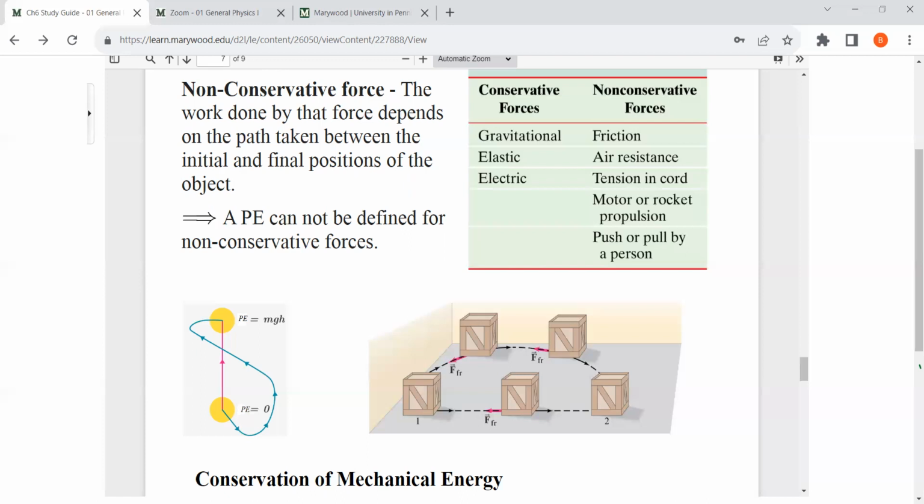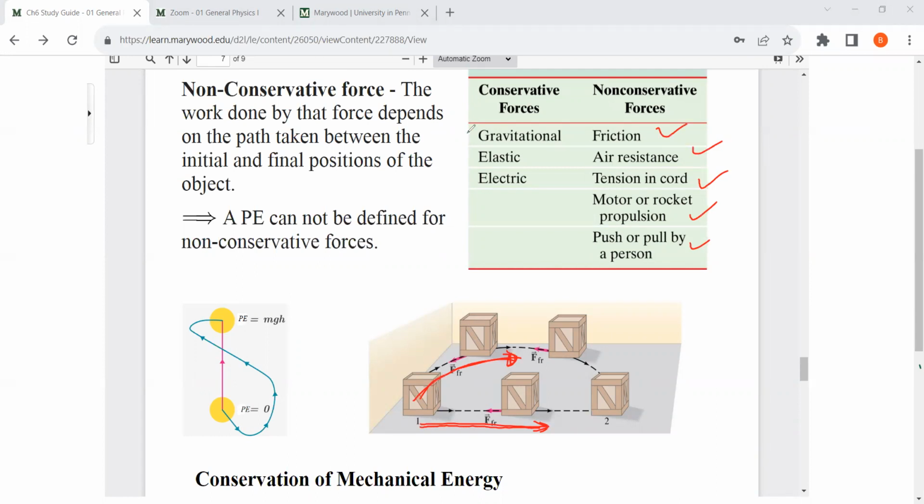For example, if you push this box in this direction, the work done will be different if you push this box in this direction. Same thing will happen for the work done by the frictional force. The work done by the frictional force will be different if you move in this direction than in this direction. So the friction, air resistance, tension, push, pull, or rocket propulsion, all are the non-conservative force. And for non-conservative force, we cannot determine a potential energy.